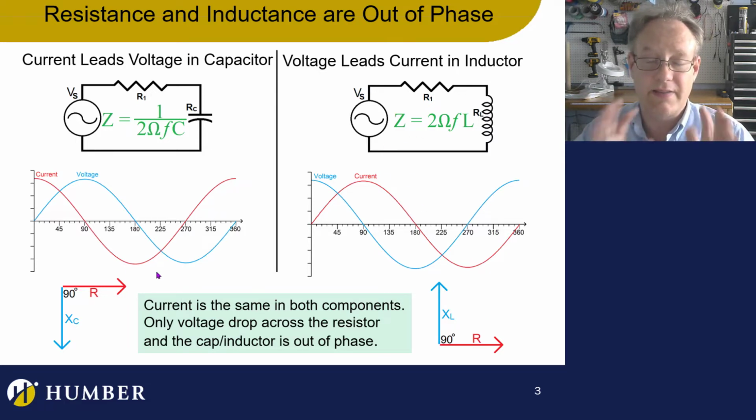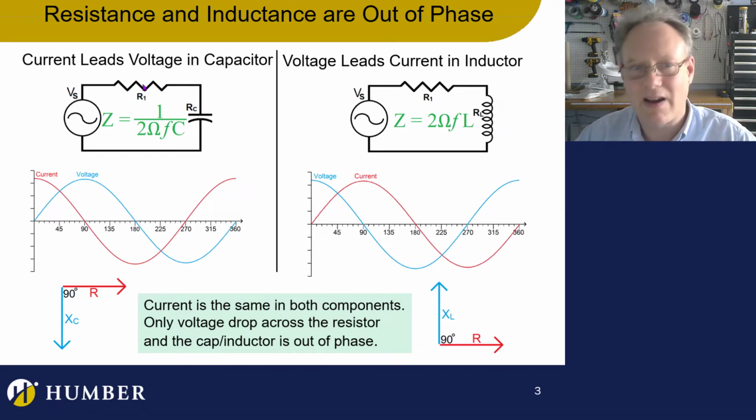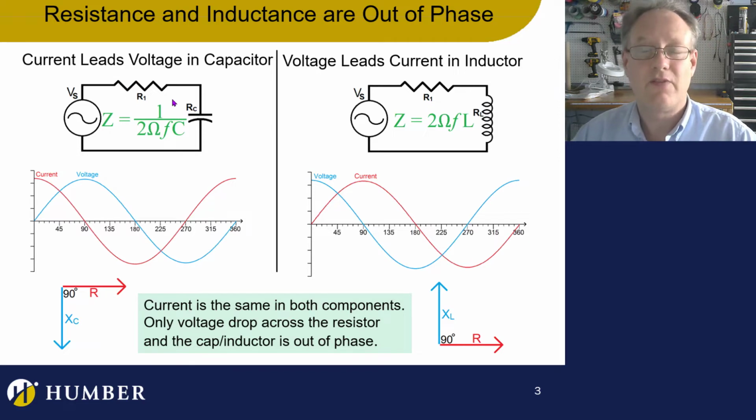Now, in this situation, when we put a resistor and a capacitor or an inductor in series, the current going through the resistor is exactly in phase with the current going through the capacitor or the inductor. The current is really high at first here, and really low at first there, so the current is not out of phase between these, but the voltage drop across them is actually different.